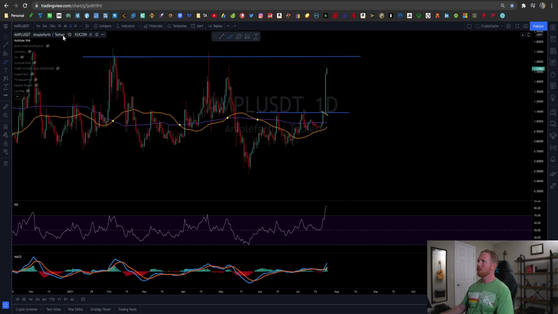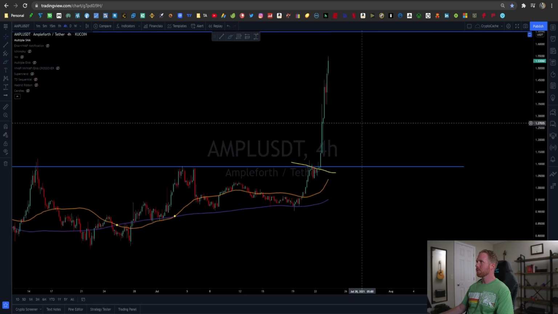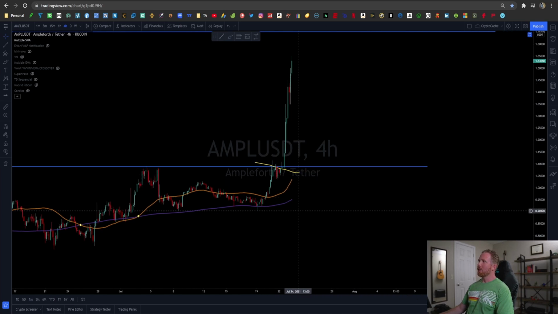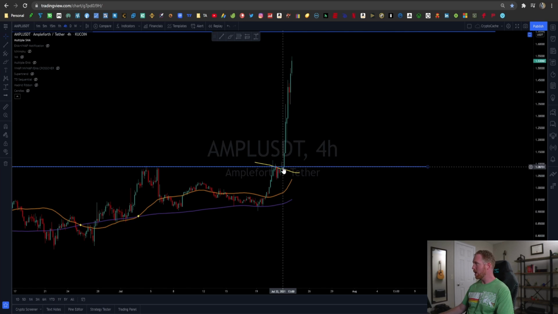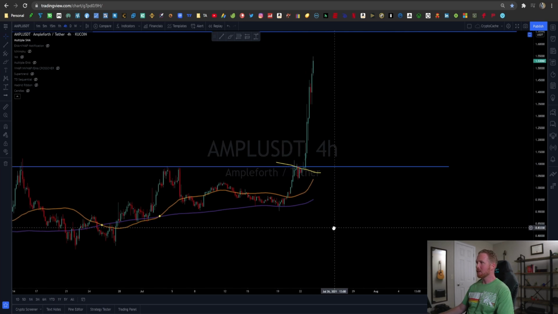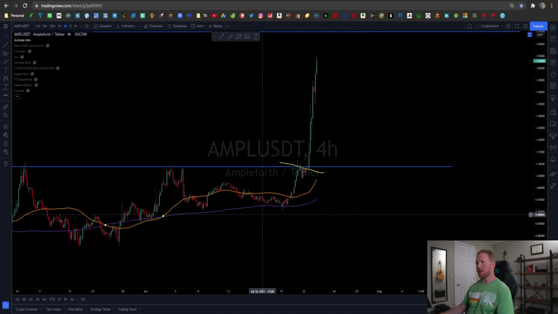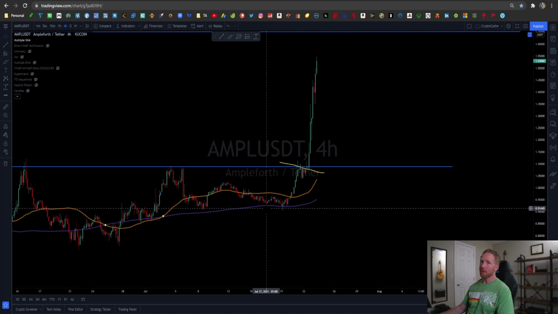All right. So moving on to the 4-hour chart. What we're looking at here is pretty obvious. We can see the major resistance level there, and now it's a support at $1 and approximately 8 cents. We can also see the price is above both the 50 and the 200. This is a great sign.